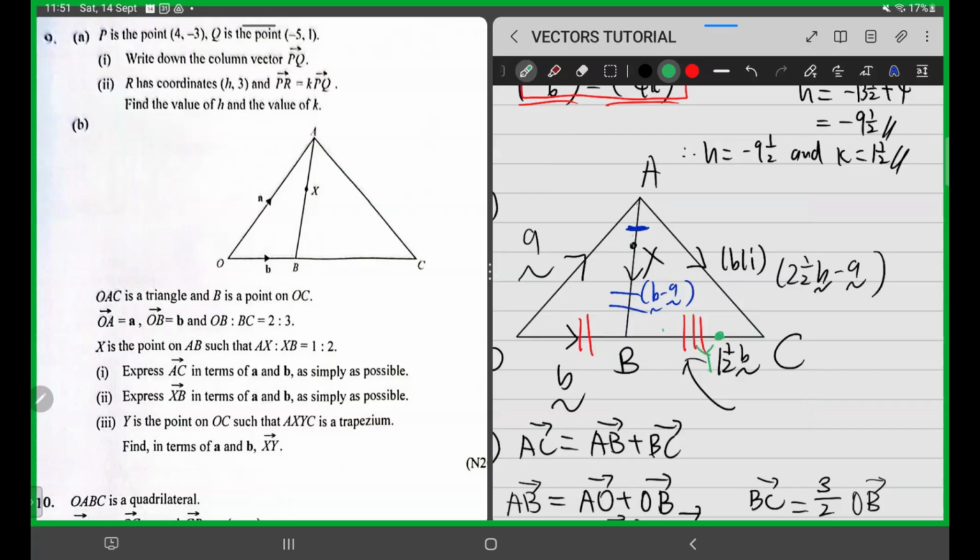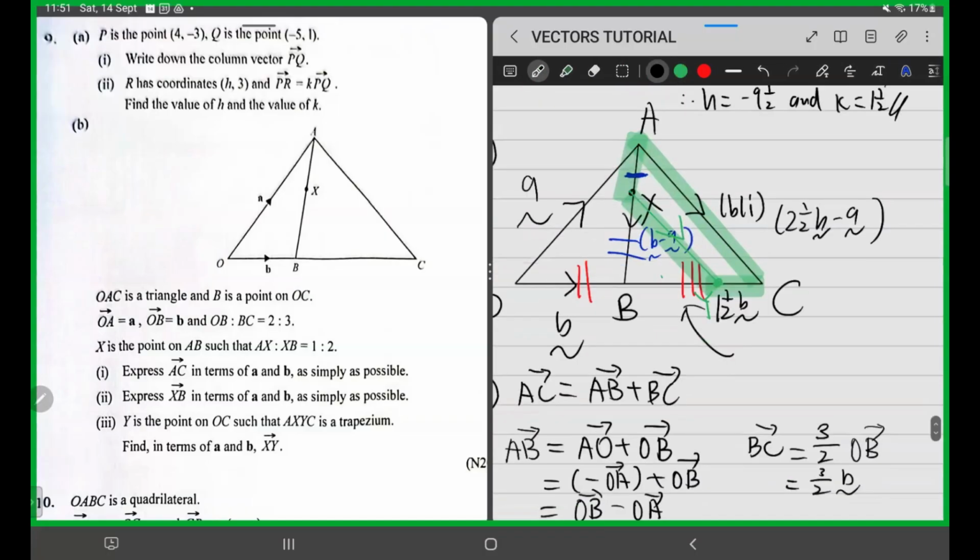This is Y. Why? Because AXYC is a trapezium, and we know that a trapezium has one pair of parallel sides only. So this is how your trapezium looks like. This is your trapezium. So now they want us to find XY. How do we find what is XY?